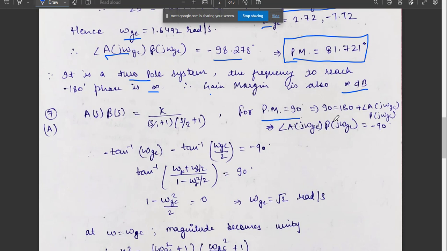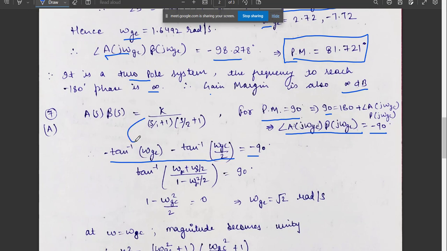So here we'll put that, and we'll put 90 in place of phase margin. So 90 is equal to 180 degrees plus angle of A(j omega gc) into B(j omega gc). From here we get that the angle of A(j omega gc) and beta(j omega gc) will be minus 90 degrees. So we'll put it in the form of tan inverse, and we get this equation, right? Minus tan inverse omega gc minus tan inverse omega gc by 2.